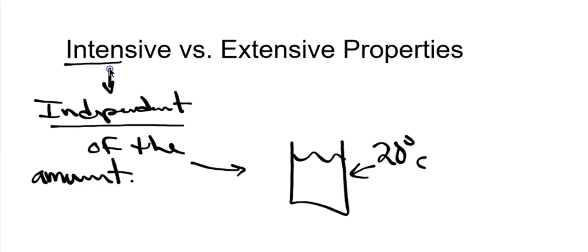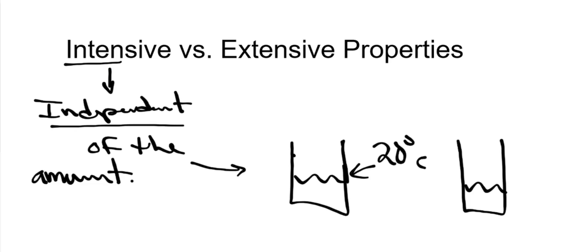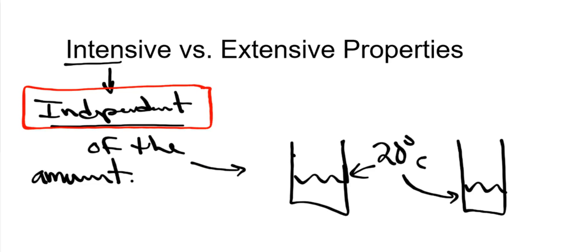If I take this beaker and I pour it into another beaker, so now I have two beakers, the temperature of the water is 20 degrees Celsius there and 20 degrees Celsius there. So temperature is an intensive property because the temperature of the water doesn't depend on how much water I have. It just depends on the speed of the particles moving in the water. So what this has to do with independent is the temperature is independent of the amount of water. It does not depend on the amount of water.